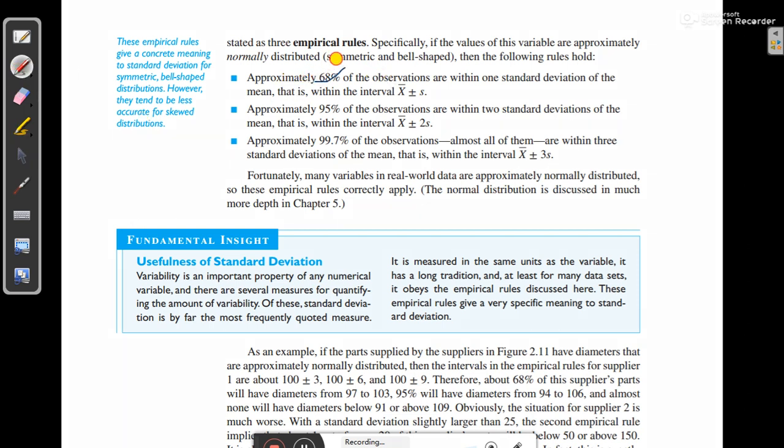Suppose 68% of the observations are within one standard deviation of the mean, it means those values are closer to the sample standard deviation. If 95% of observations are within 2 standard deviations of the mean, that is closer to s but twice as far. Okay, if 99.7%, almost all of them, are within 3 standard deviations, it means those are within the sample standard deviation s but thrice as far.